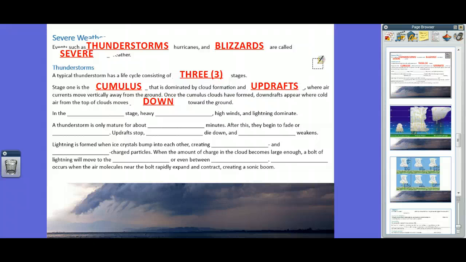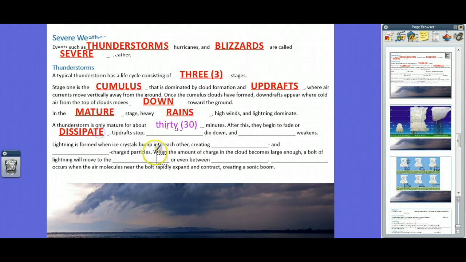So once it forms that big cumulonimbus cloud, that big thunderstorm cloud, that's when a thunderstorm reaches its mature stage. At this time, you'll have the heavy rains, the high winds, lightning dominate. Tornadoes can form at this time. Now, a mature thunderstorm is only mature for about 30 minutes. After this, they begin to fade or dissipate.